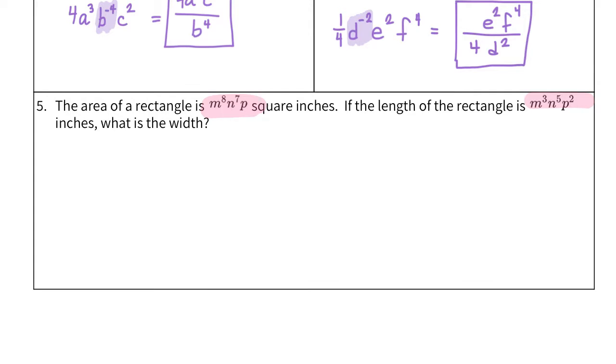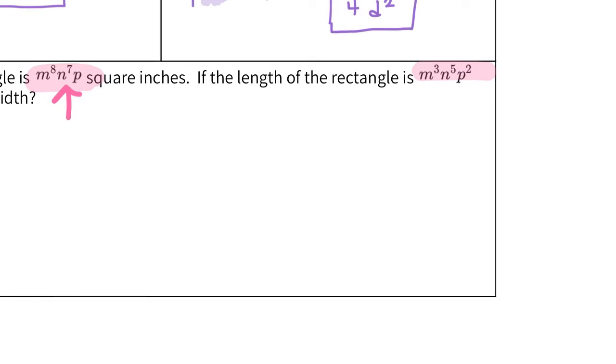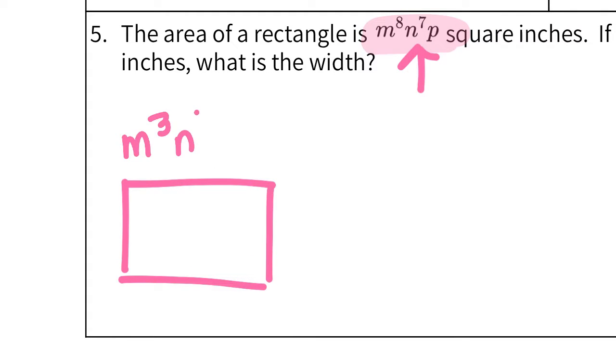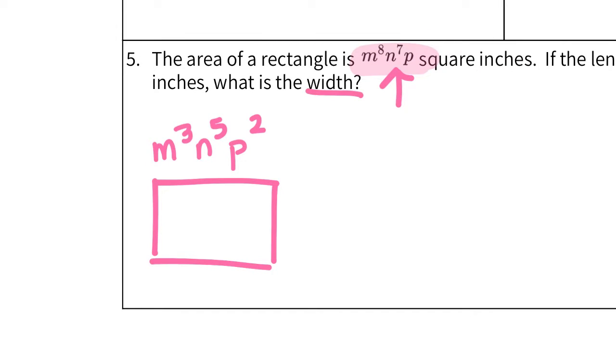So you have to picture this in your brain here. If this is my rectangle, and I already know that this is the area, and I also know that the length is this part right here. So m to the third, n to the fifth, p to the second. I'm sorry, it was n to the fifth, p to the second. Let me fix that. Now they want to know what is the width. So we already have the long part. We have this part. But they want to know this part here. What is that equal to?